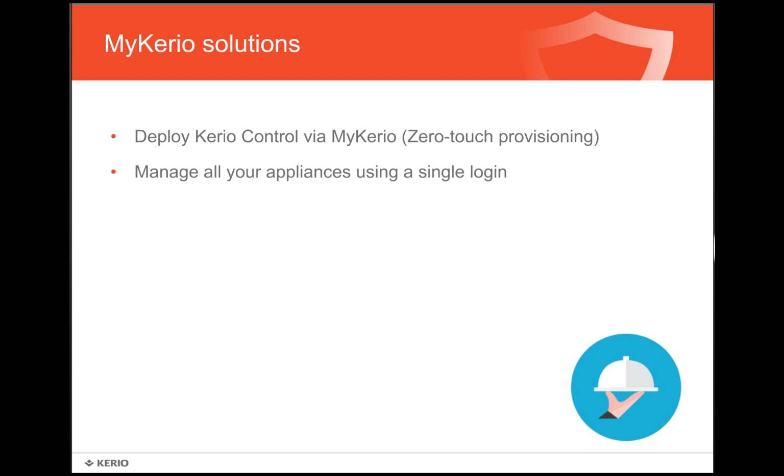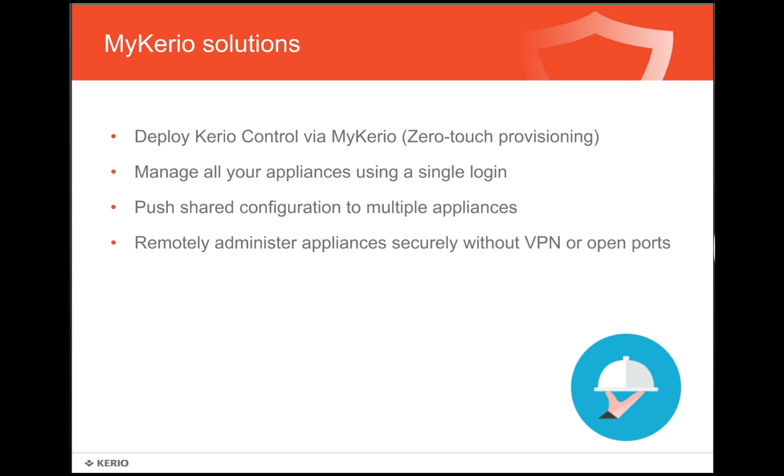Additionally, to monitor hardware appliances and zero-touch provision hardware, you can also include already existing Kerio Controls into MyKerio. You can push shared configuration to multiple appliances which are organized in a single organization. You can remotely administer appliances securely without VPN or especially opening ports for the remote administration. And all the Kerio Control management access policies can be centrally used in MyKerio.